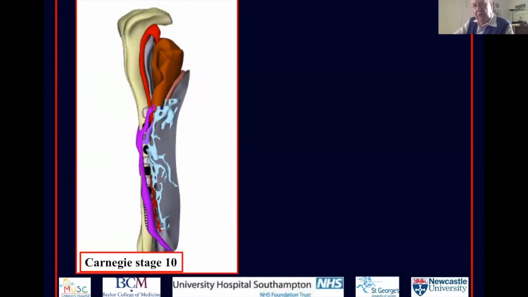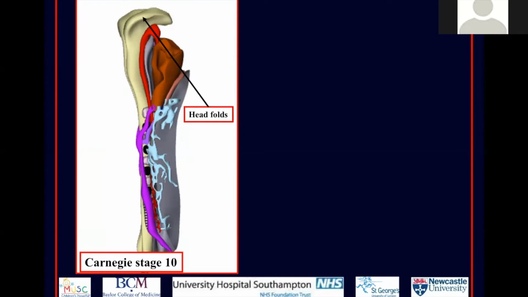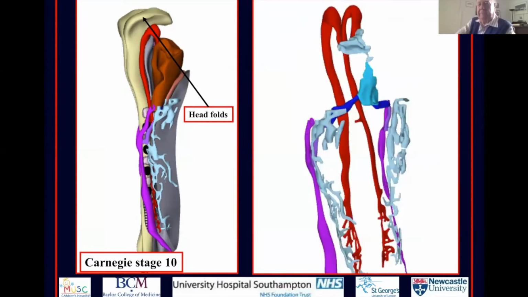So if we move on 1 stage, this is going from Carnegie stage 9 to Carnegie stage 10, the embryo is still very much like a plate or a disc rather than the typical arrangement when it starts to fold. In fact, we can see the beginning of what we call folding at the head end of the embryo. The neural tube is bending forwards, and this eventually will become the brain. So again, I've taken away the outside parts so that you can see the developing circulation. I've turned it a little bit, so you're looking at it from the front.